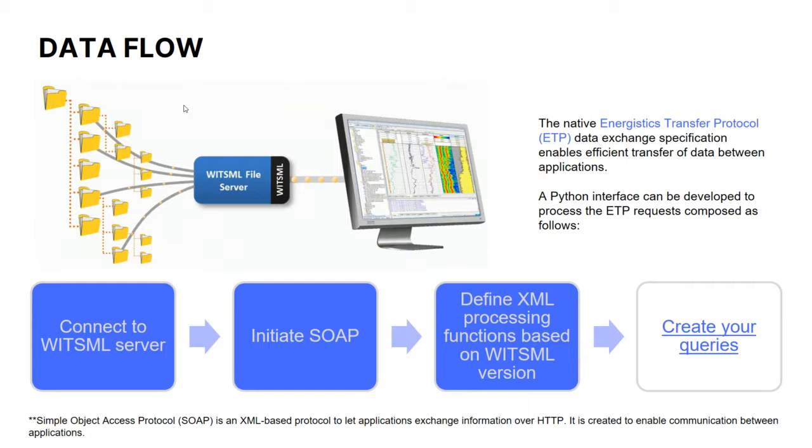Because again, all this data is not stored on a flash drive. We do not get data on a flash drive. These are all stored in cloud servers, whether it's AWS, Azure, or GCS, basically Amazon, Microsoft, and Google. So we need to have some sort of way to transfer data over HTTP, and that's SOAP. So you initiate that. You define the way you want to process the XML based on the WITSML version. There are a couple of versions. The latest one is 1.4.1.1. Between versions, there is not much difference, but it's good to know because sometimes they change a little thing and then your processing actually breaks. So you need to be sure that you know the version. And then you can create your query.